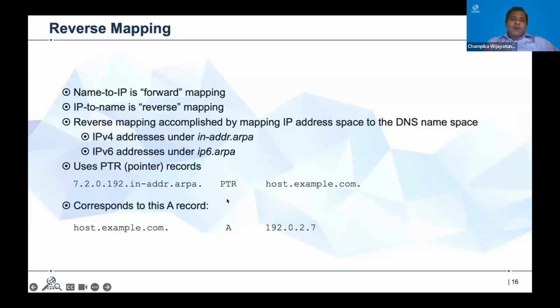Now, if you are mapping an IPv4 address and an IPv6 address, there are two different top-level domains and subdomains in the DNS tree. For IPv4 addresses, we have a subdomain called in-addr.arpa. .arpa is the top-level domain. in-addr.arpa is the subdomain. For IPv6 addresses, we have something called ip6.arpa, right? ARPA is the top level, and ip6 is the subdomain for IPv6. So you need to actually do this mapping.